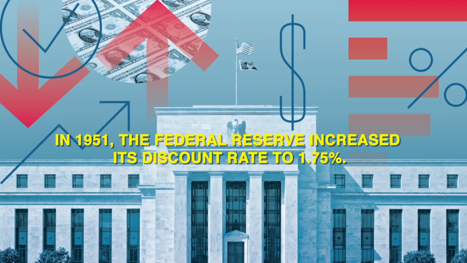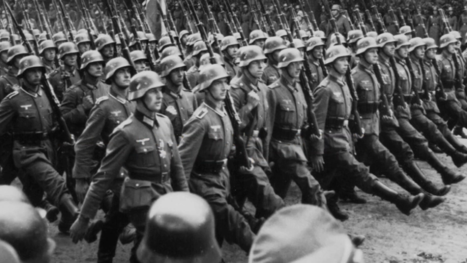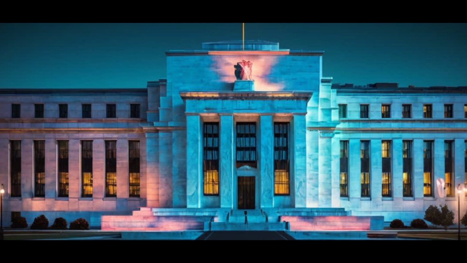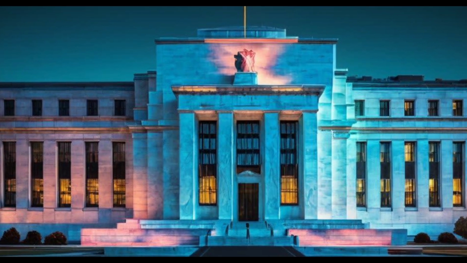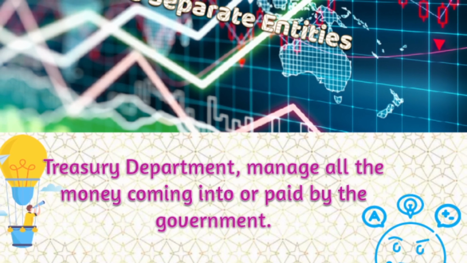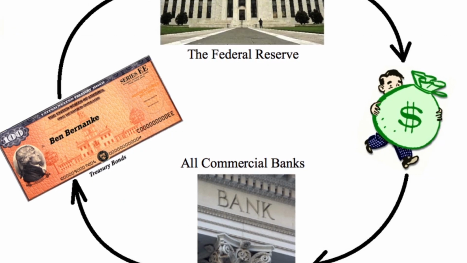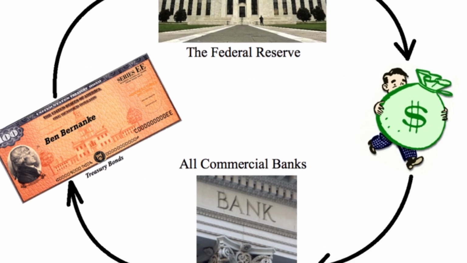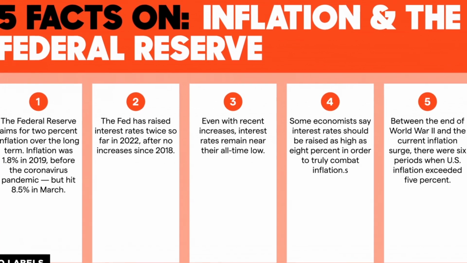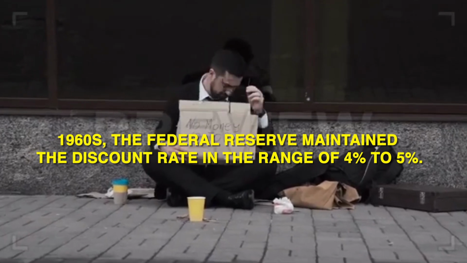In 1951, the Federal Reserve increased its discount rate to 1.75%. In the years following World War II, the Federal Reserve's ability to independently manage monetary policy was somewhat constrained by the need to support the U.S. Treasury's financing needs. However, this dynamic changed significantly with the Treasury-Fed Accord of 1951. This landmark agreement reestablished the Federal Reserve's autonomy, allowing it to focus on its primary objectives of managing inflation and ensuring economic stability. Throughout the 1960s, the Federal Reserve maintained the discount rate in the range of 4% to 5%.